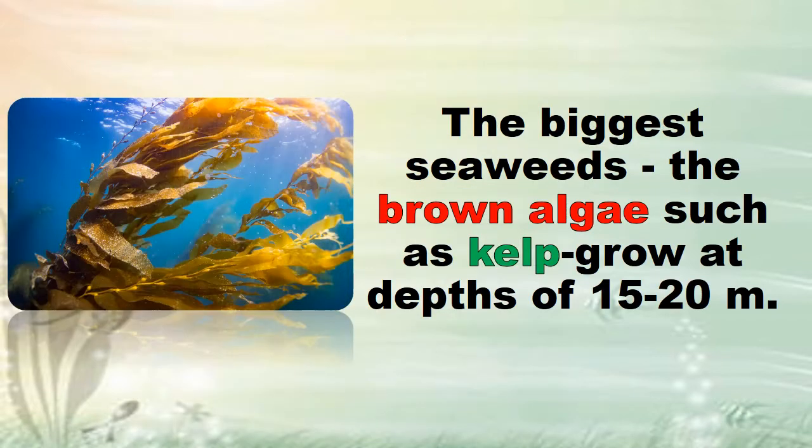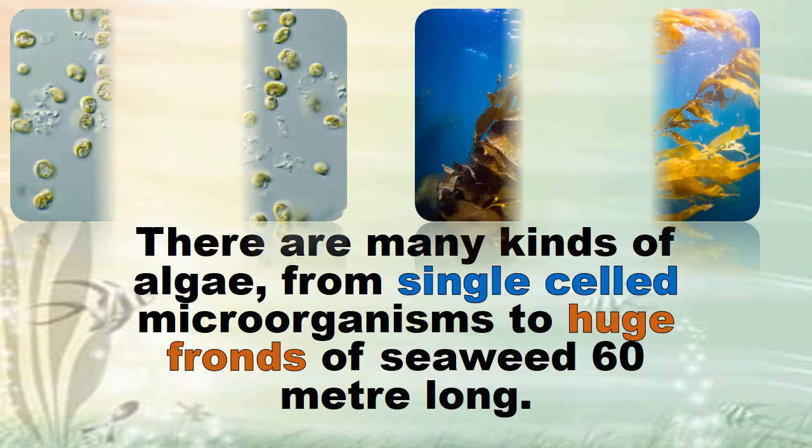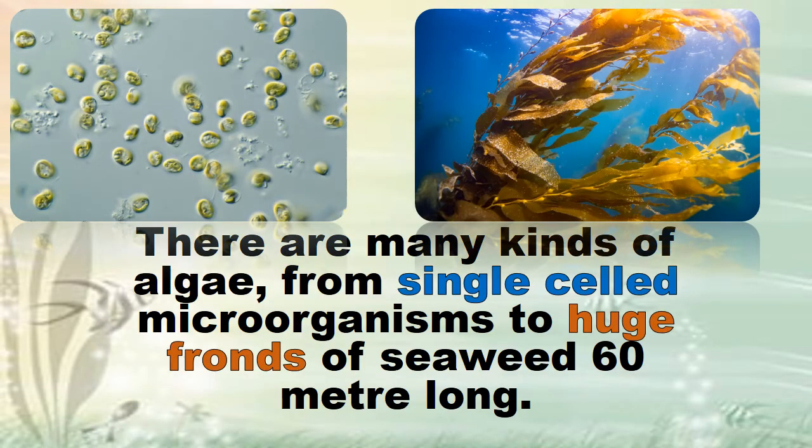Number 6, the biggest seaweeds are the brown algae, such as kelp, that grow at depths of 15 to 20 meters deep in water. Number 7, they provide a food source for creatures such as shrimps and whales, and provide oxygen for water life. Number 8, there are many kinds of algae, from single-celled microorganisms to huge fronds of seaweed that are up to 60 meters long.